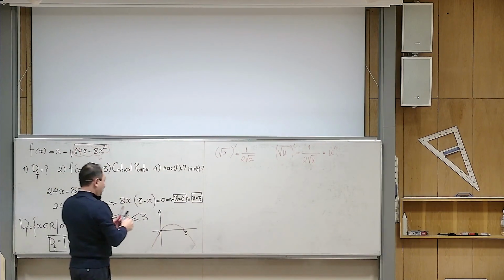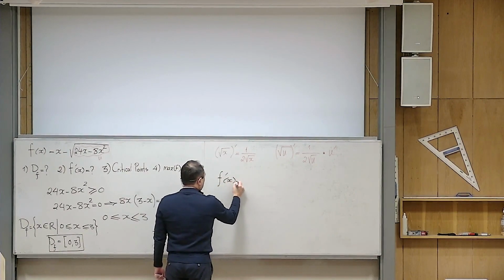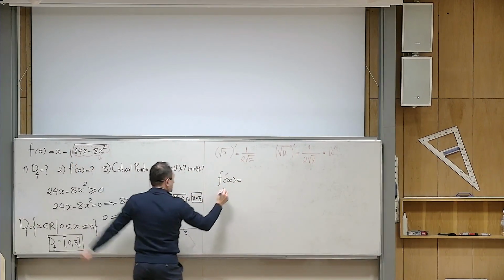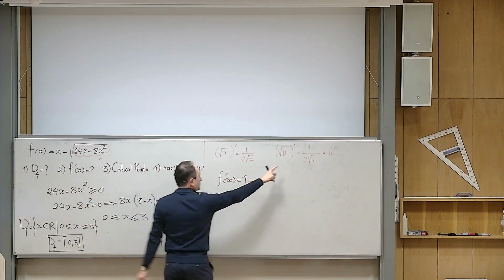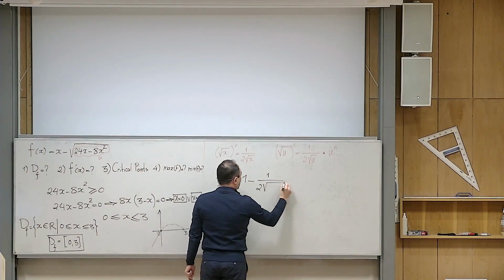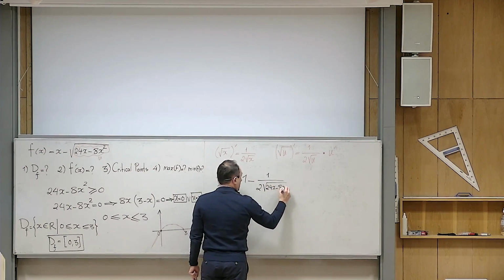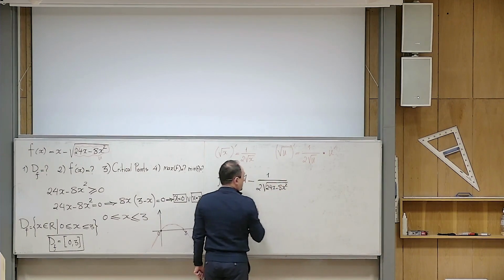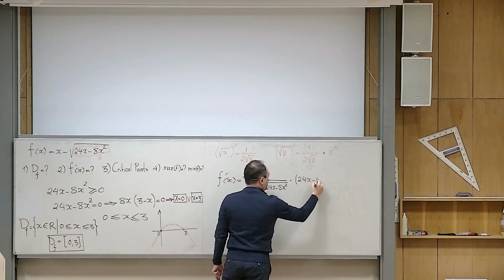Okay, so therefore, the derivative of f, the derivative of x is 1, minus the derivative of square root of u. I will follow this. So it becomes 1 over 2 square root of u, which is 24x minus 8x squared. Yes? And then multiplied by derivative of u.